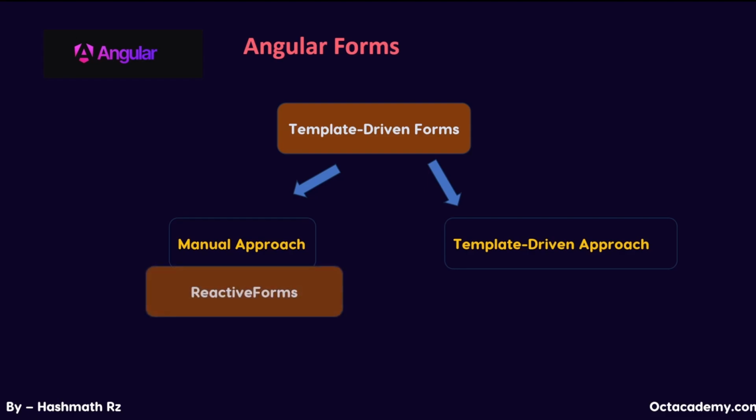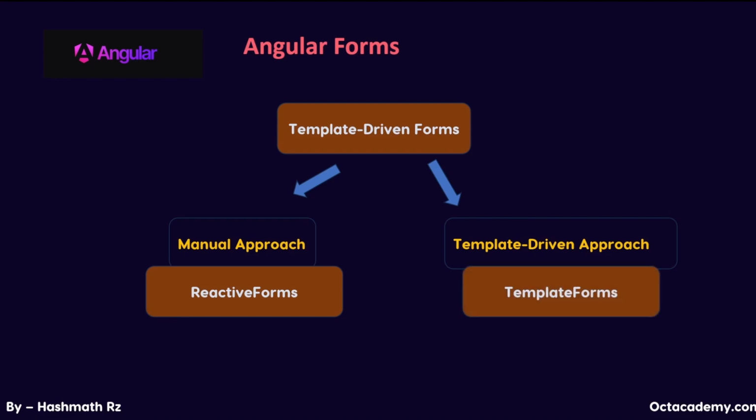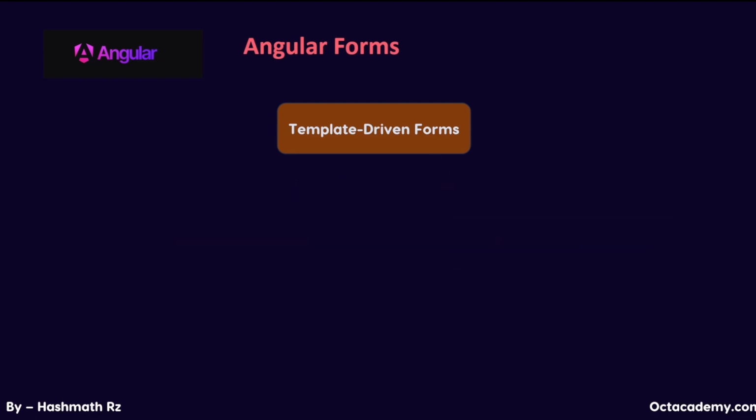The manual creation of the form group and the form control instances is what we call the reactive form approach. On the other hand, when we create a form group or a form control using directives in the template, we call this template driven form approach. So guys, in this section we are focusing on the template driven forms, right?